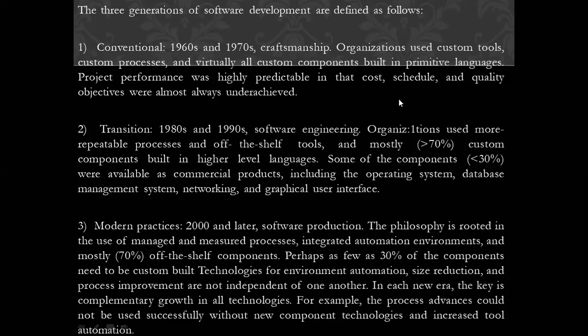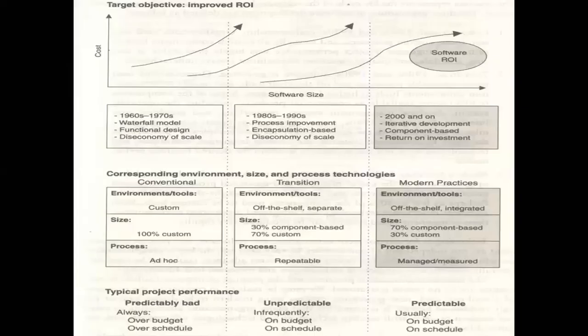So those three generations you have to remember, and remember the duration time that is written over here: 1960s, 70s, 80s, 90s, and then 2000 onwards. This particular thing is showing some graphs. The upper one is according to the software size and the budget, and the target objectives: improved ROI, return on investment. Return on investment is nothing but the benefit when it is being divided. First, I will tell you this one only.